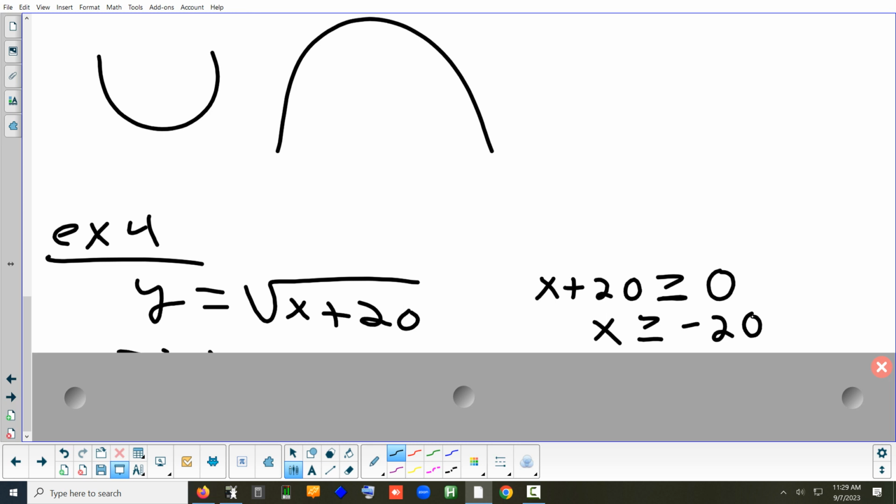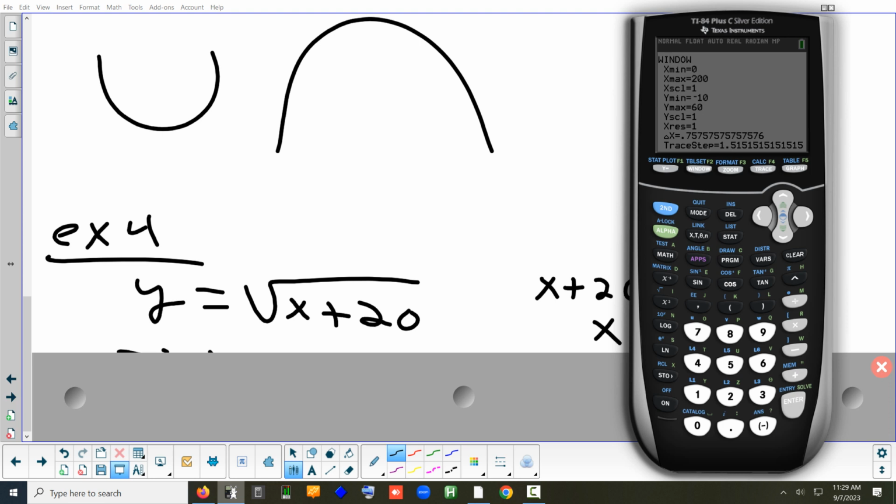Okay. So the reason why we do that is because that's going to give us an idea of when we set our window up, what should the x min be. I don't want it to be right on the edge of the screen, so I'll go a little past negative 20, just so we can see it.